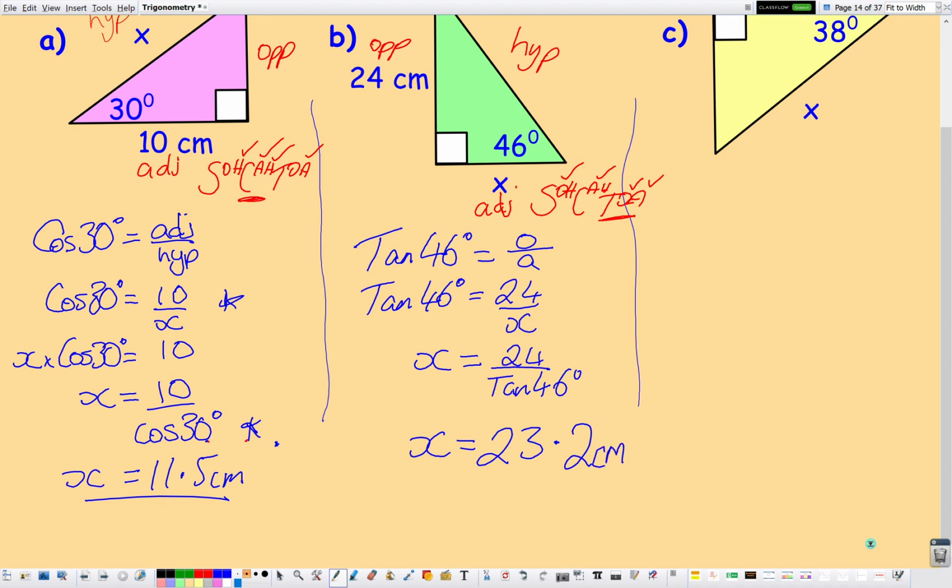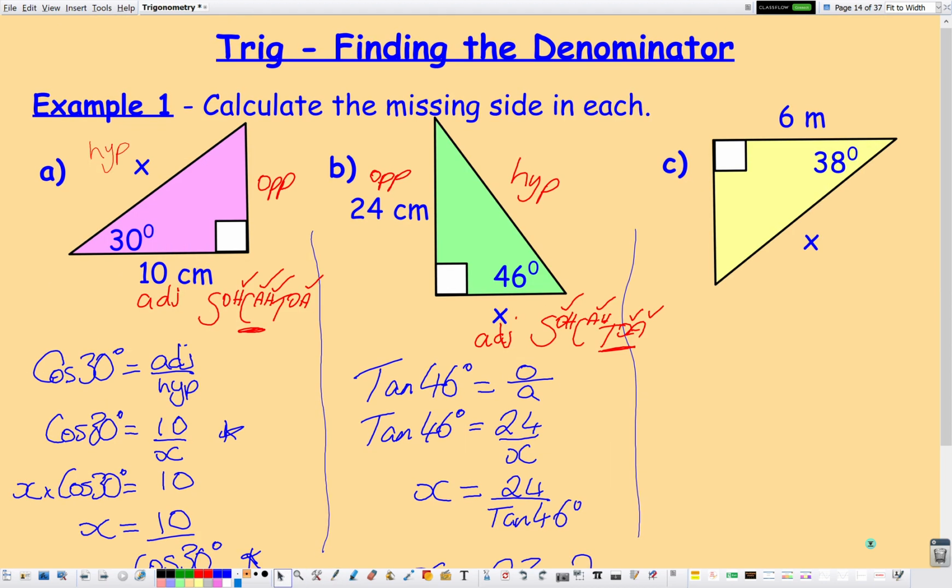Okay. And we're going to do the last one, which is the yellow triangle. So we have 38 degrees, 6 meters, x here. So again, we're going to start by labeling it. So x for hypotenuse. This opposite side would be here, and adjacent side would be here. So, SOHCAHTOA.